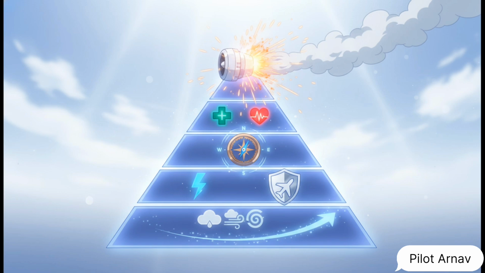Now, the highest tier, priority 1, is distress. That is strictly reserved for grave and imminent danger to the aircraft itself. Think an engine failure or a fire. And that's when you call Mayday, Mayday, Mayday.